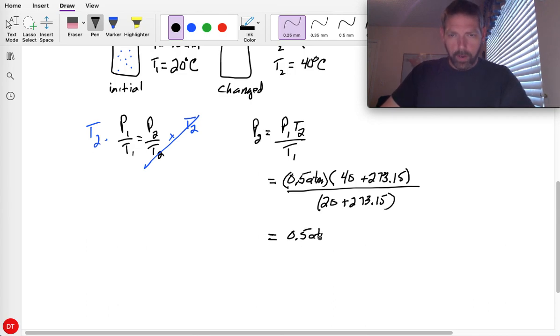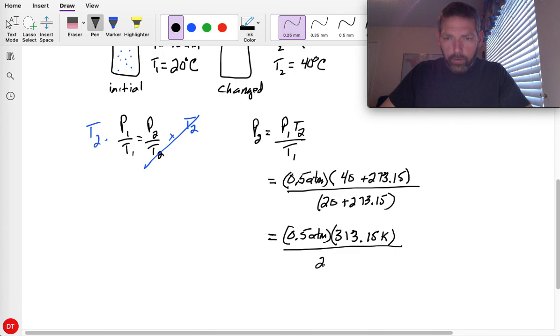And so what we have right here is we've got 0.5 atmospheres, right? And then we've got 40 plus 273.15, right? So now that gives us 313.15. Now we have Kelvin. And then 273 plus 20, so that would be what? 293.15, and again, that's Kelvin. All right.